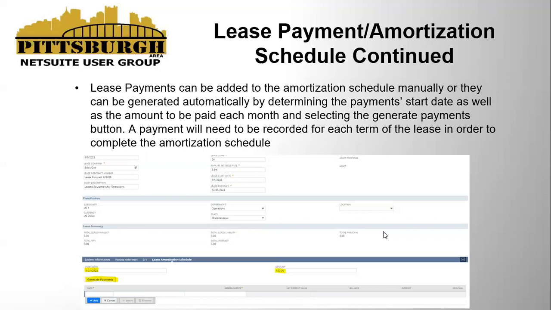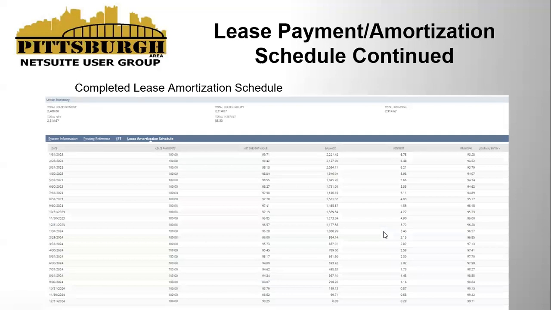Those 24 payments, so 1/31, 2/28, apologies, and so on and so forth for the end of each month for 24 periods, will be created and added to this amortization schedule automatically, just by selecting that start date, the amount, and then the generate payments button. Here's a picture of what the updated amortization schedule would look like when using that automated feature or manually, however you'd want to attack that.